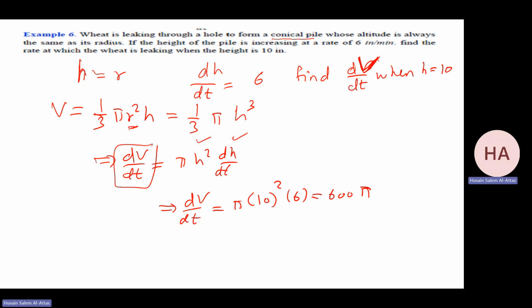Okay. Next one. A water tank has the shape of an inverted cone with the base radius 3 meters and height 6. If water is being pumped from the tank at the rate given, find the rate at which the water level is rising. Okay. So I have a cone. Same idea as we did before. This is 3 and this is 6. Okay. I have dV by dt.